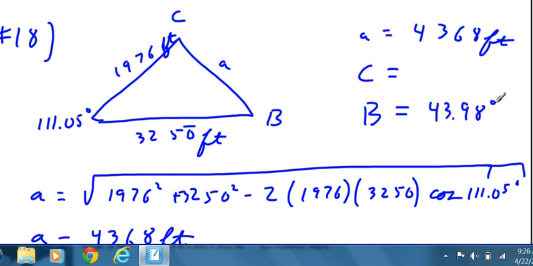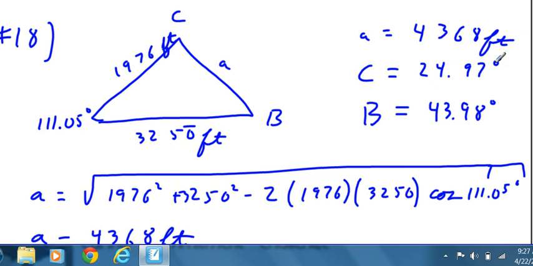Okay, so up here, 43.98 degrees. Okay, so now I want C. 180 minus my answer I just got, minus 111.05, and I end up with 24.97 degrees as my C.